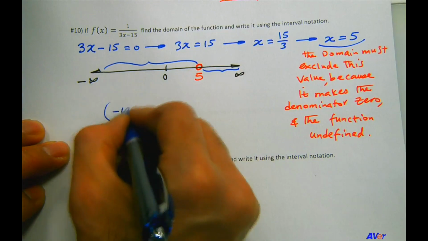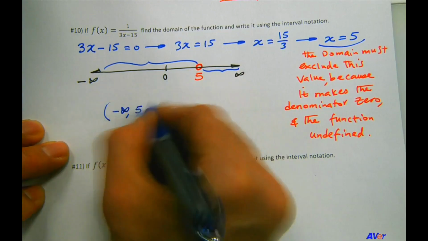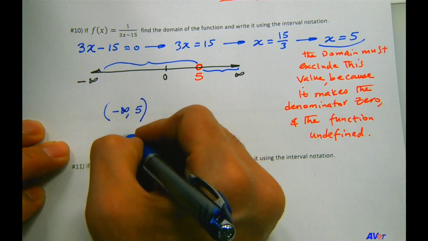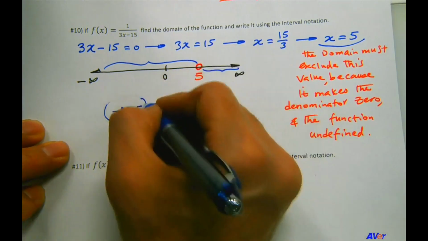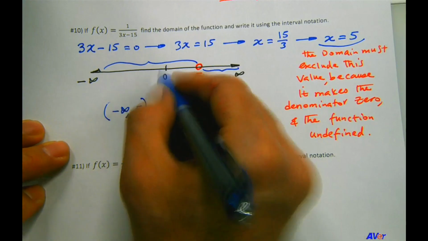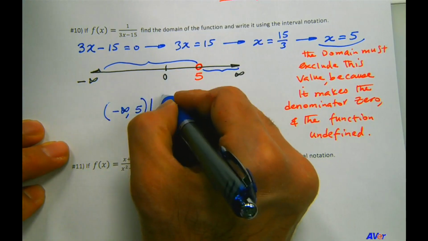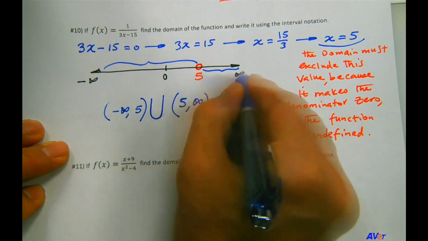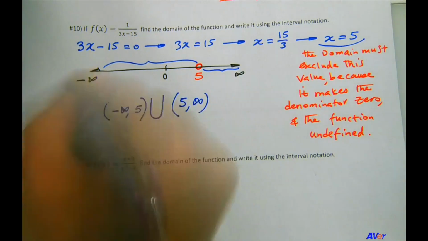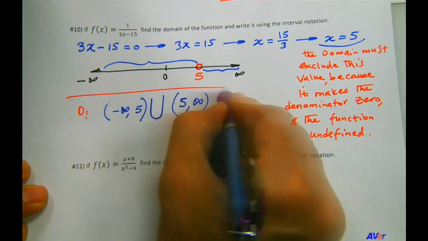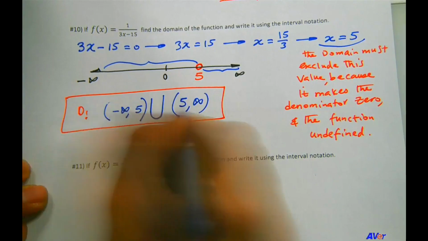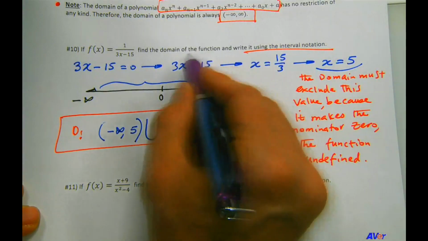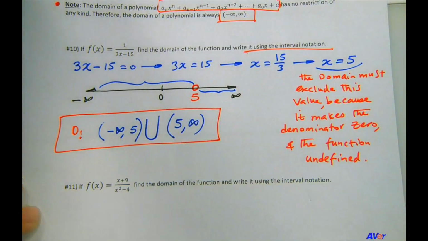Negative infinity all the way to 5, parenthesis or bracket. If you said parenthesis, wonderful, because 5 should be excluded, and parenthesis means 5 is not included as part of the domain. Union, parenthesis 5, comma, infinity, and this is the domain. And this is the interval notation. They're saying write your domain using the interval notation, and that's what they're talking about.